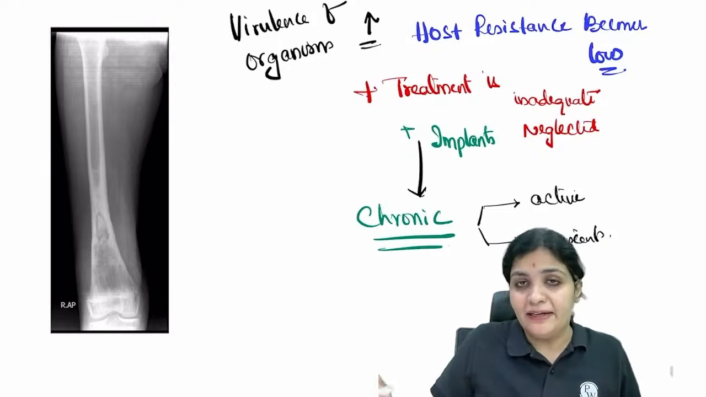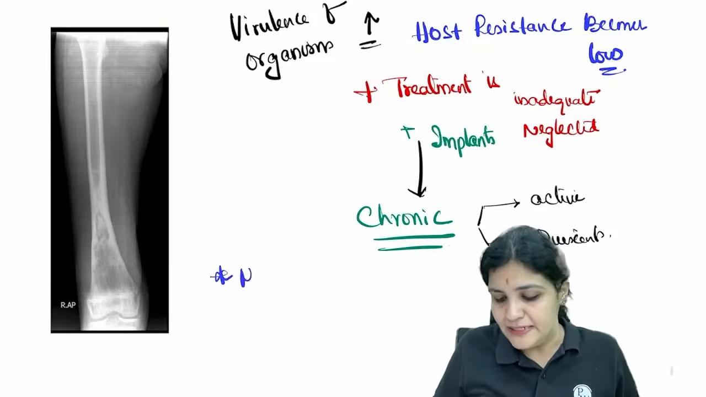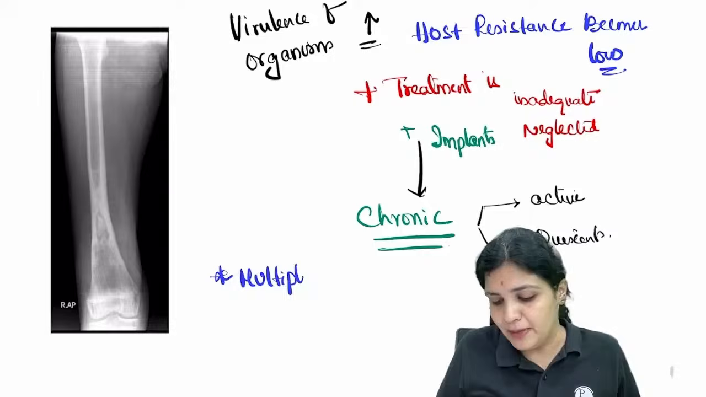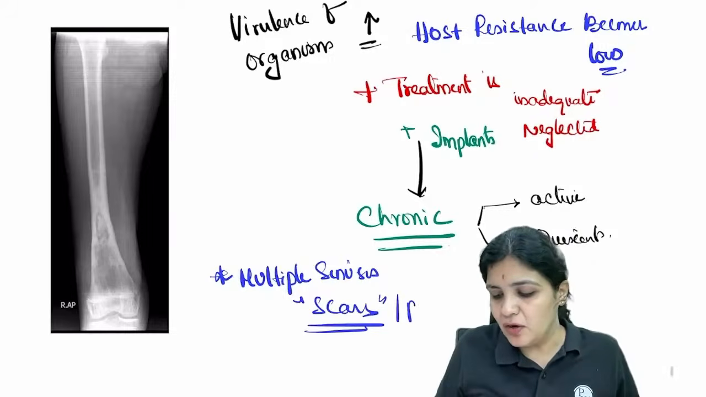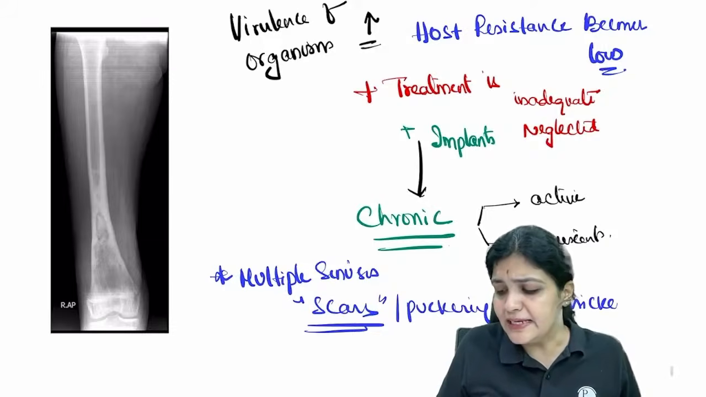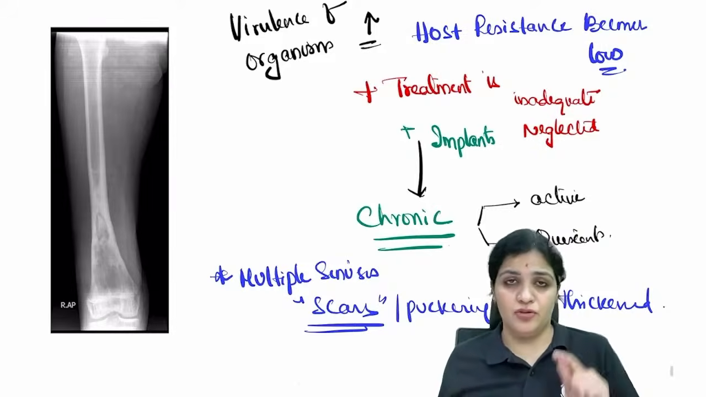So how do you identify such people? These people present with multiple sinuses, which can be seen along with scars. Scars and puckering of the skin, thickened, puckered skin, can be seen whenever you deal with people with chronic osteomyelitis.